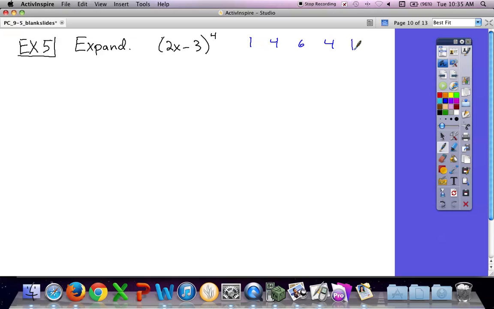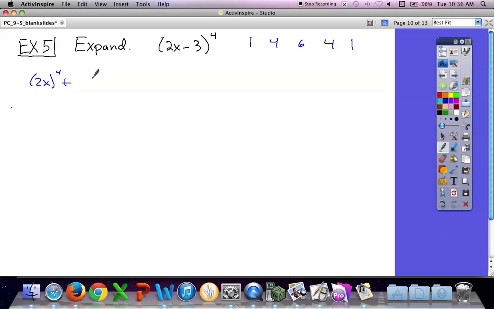Now, our terms are not as simple as just x and y. We've got 2x and we've got negative 3. Those are the terms of the binomial. So the first term should be whatever this is raised to the 4th power. So that's 2x to the 4th, and there's no negative 3 in that term. It's all the first term raised to the 4th power.